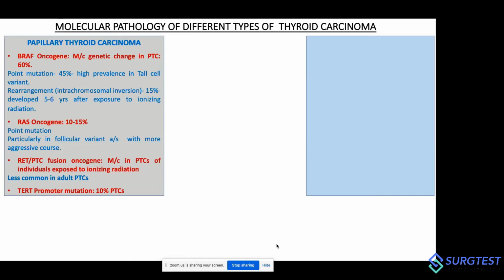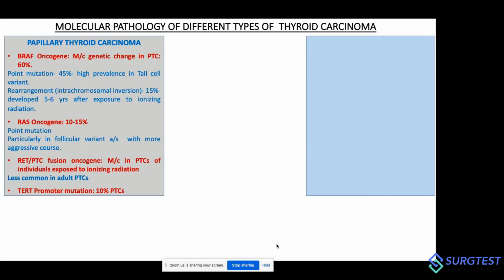Rearrangement is associated with papillary thyroid carcinoma that occurs after ionizing radiation exposure. So BRAF rearrangement is associated with ionizing radiation exposure, not the point mutation. Rearrangement of the BRAF, this is important. RAS oncogene is the second most common. It is a point mutation and it occurs particularly in the follicular variant, with an aggressive course.